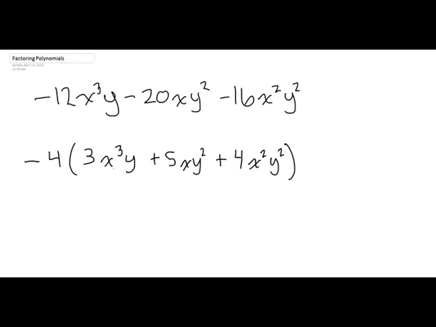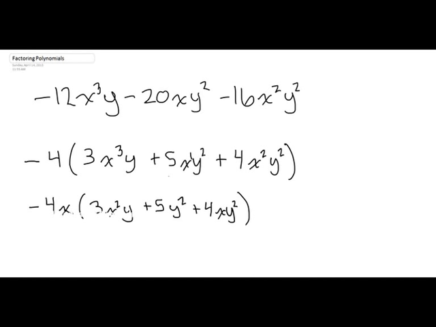So now let's take a look at our x's. What can I pull out as far as x's? Well, I have x to the 3, this is x to the 1, and I have x squared. The thing that they all have in common is an x to the 1. So I can factor out just a single x between all of them. Remember that you're factoring out what they all have in common, not what the highest one is. So here I'm going to be left with 3x squared y plus 5y squared plus 4xy squared.